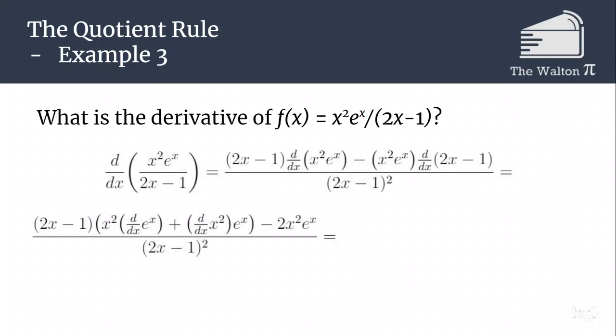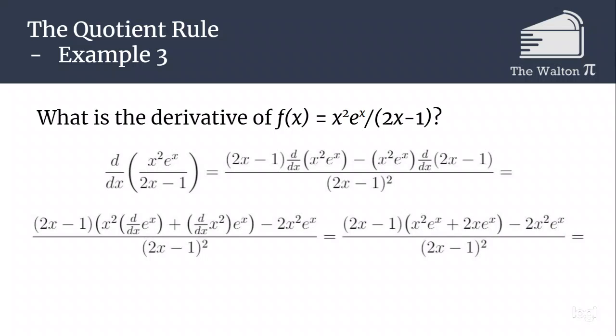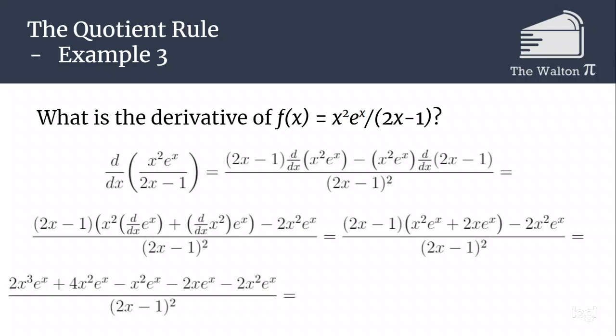Well, we have a derivative of x squared e to the x in there. So we're going to have to use the product rule to find that derivative. So we are going to have 2x minus 1 times the derivative of x squared e to the x. So the product rule says that's going to be x squared times the derivative of e to the x plus the derivative of x squared times e to the x, minus 2x squared e to the x, all over 2x minus 1 squared. So we get 2x minus 1 times x squared e to the x plus 2x e to the x, minus 2x squared e to the x, all over 2x minus 1 squared.